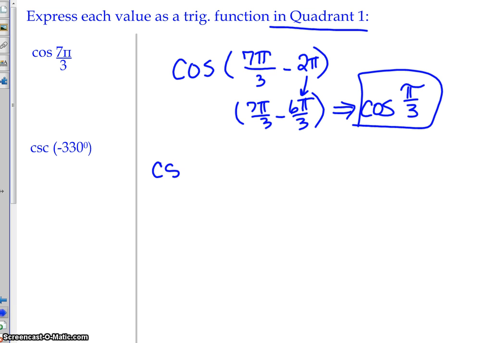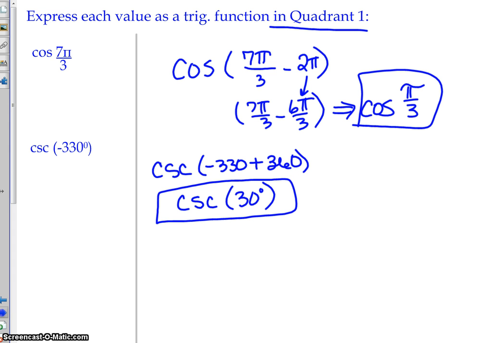Same idea here with the cosecant of this negative 330. I can add a revolution to it. Again, I can take away a revolution, I can add a revolution. I'm not changing the value. It still has the same terminal side. So that means that equals the cosecant here of 30 degrees. And I can leave it like that. That's in my first quadrant, I'm fine.